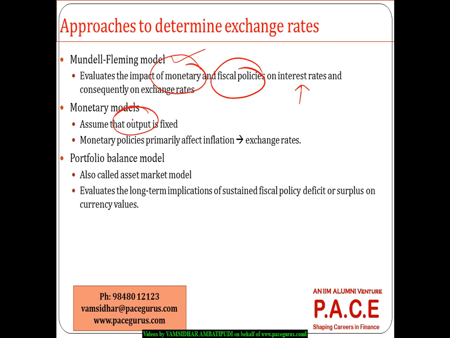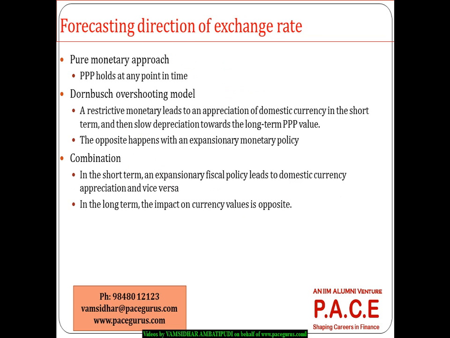Whereas when we look at the portfolio balance model, which is primarily looked at from the asset market perspective, this is looking at the sustained fiscal policy deficits and surpluses, and to what extent they can influence the exchange rate itself. So what we could see is these three models are looking from three different dimensions. One is looking only at the monetary policy, one only at the fiscal policy, and one focusing on both the monetary as well as the fiscal policy, having some kind of an influence on the exchange rates.